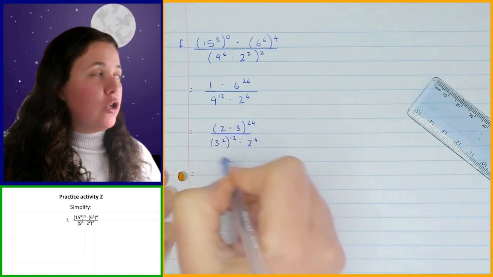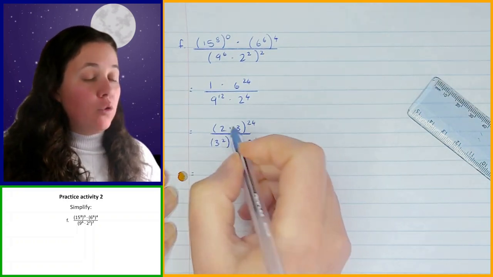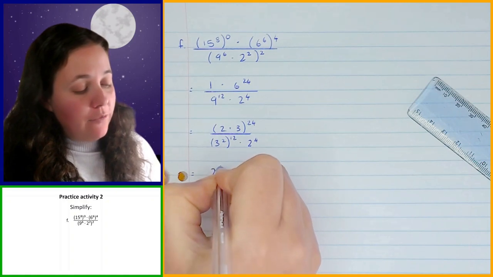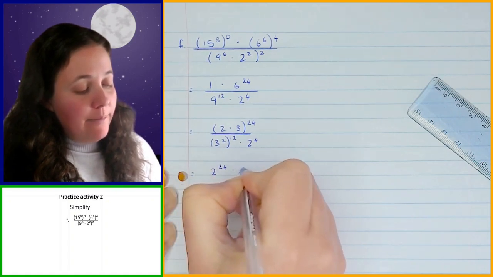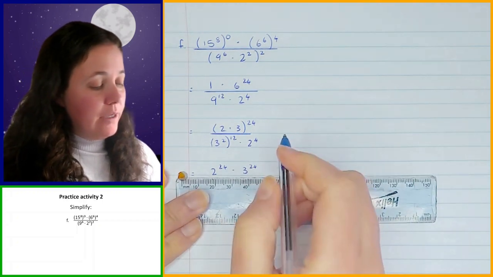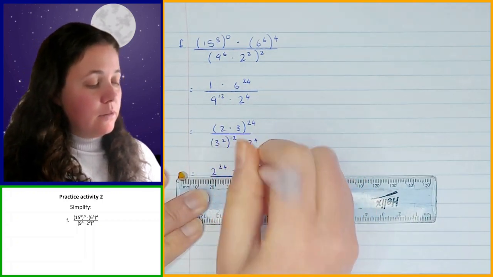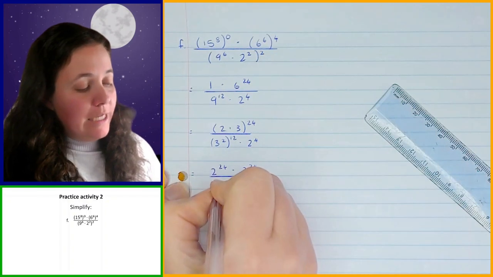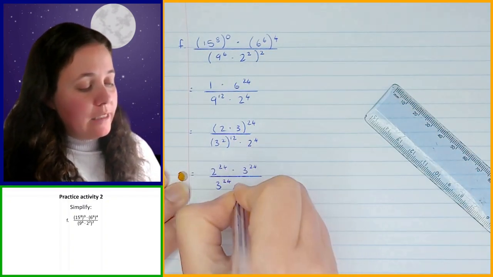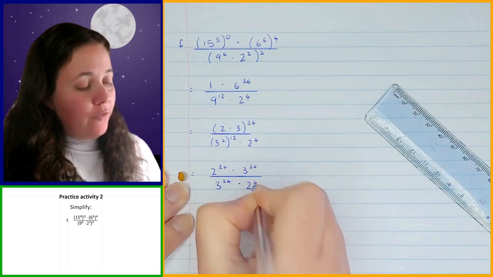Okay, so now I'm going to go and drop those brackets. So that's going to be 2 to the power of 24 times 3 to the power of 24 over 3 to the power of 24, because 2 times 12 is 24, times 2 to the power of 4.